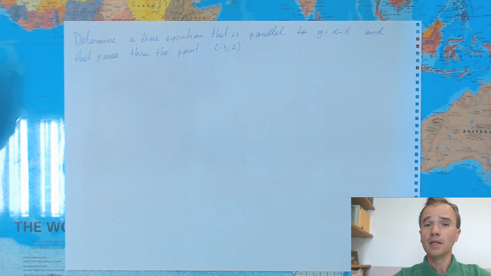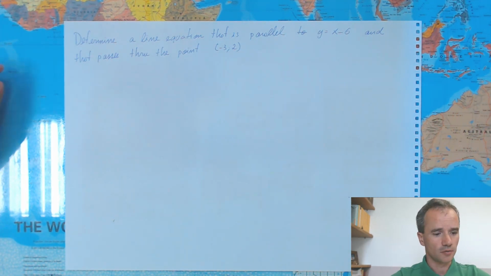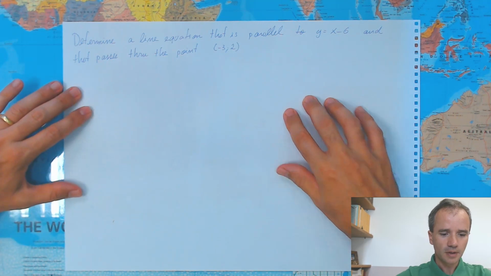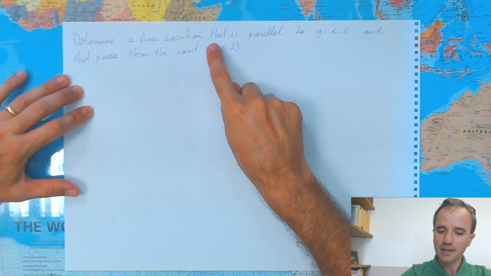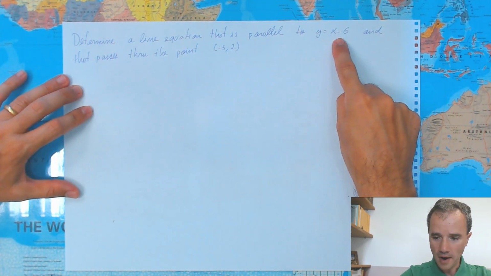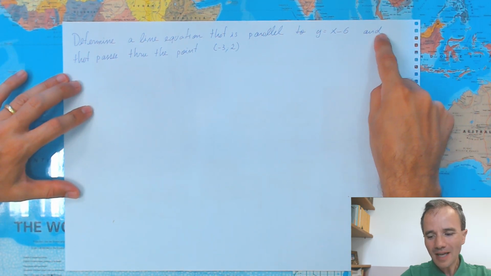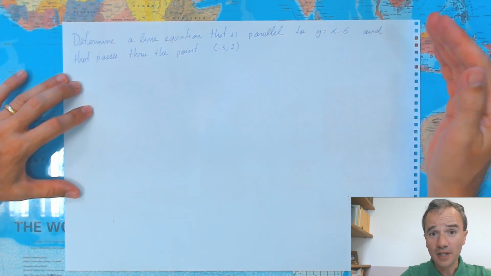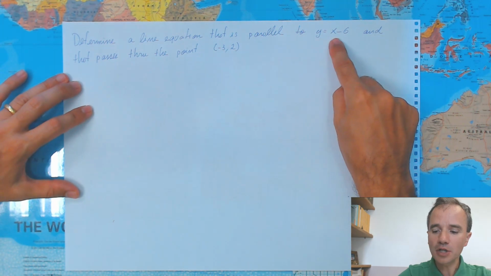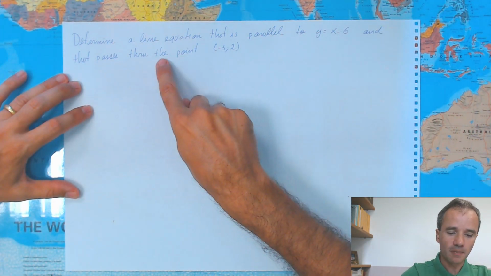Okay, hi. Now we have another problem here to solve. We have to determine a line equation that is parallel to this one, but not any parallel, because we have infinite parallels. It must pass through this point.